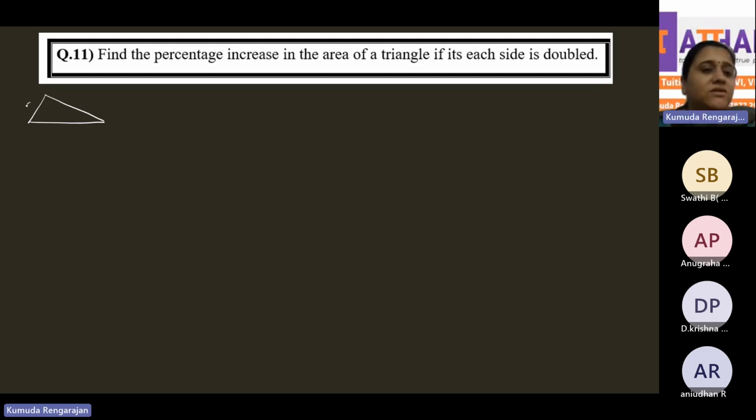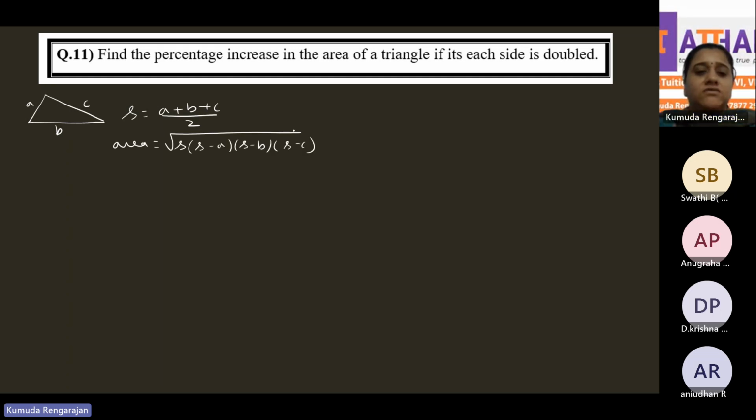Now say that this is the triangle, the sides are a, b, and c. What will be the area of the triangle? What is the semi-perimeter first? a plus b plus c by 2, right? And the area of the original triangle is equal to root of s into s minus a into s minus b into s minus c square units.